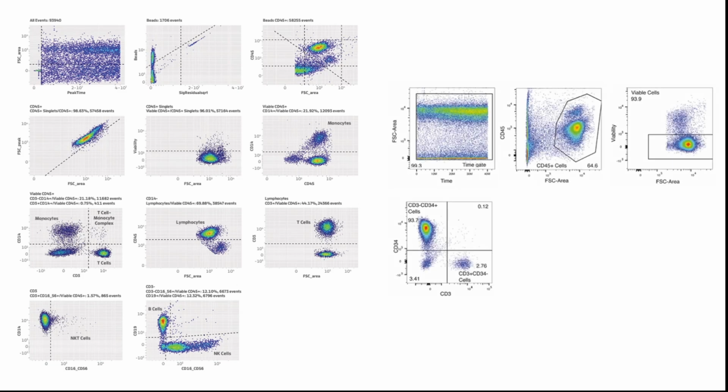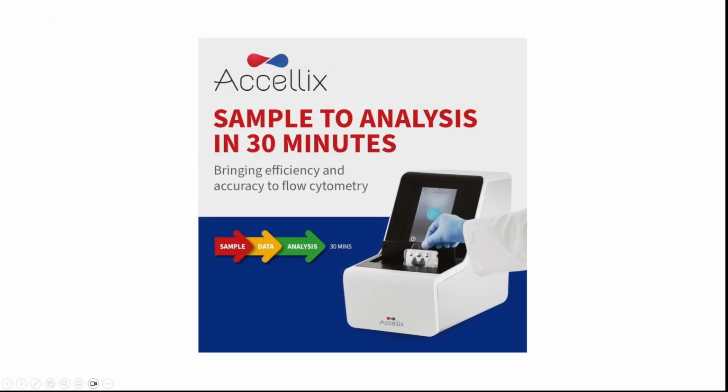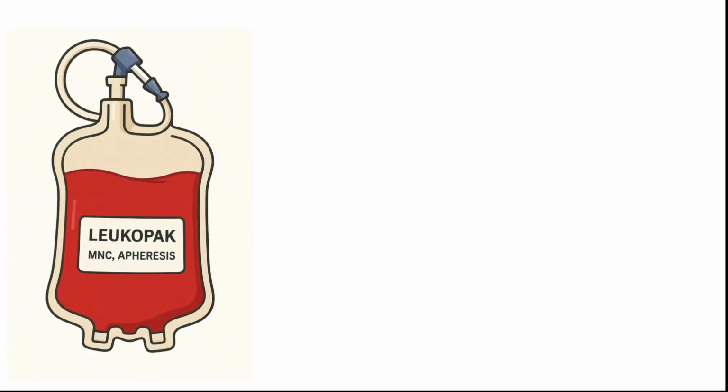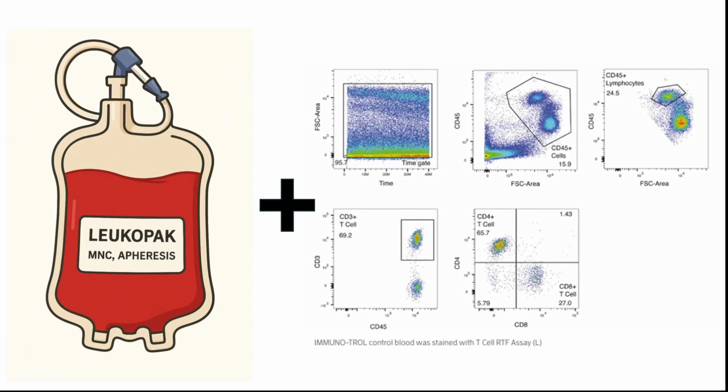If you're analyzing a product containing hematopoietic stem cells, you use a stem cell assay cartridge, and the resulting report tells you how many CD34 positive cells are present. The entire process takes 30 minutes, and results can be shared directly with the leukopak customer. The Accellix platform can transform a leukopak product into a product plus data package, giving developers the information they need to make confident and timely decisions.